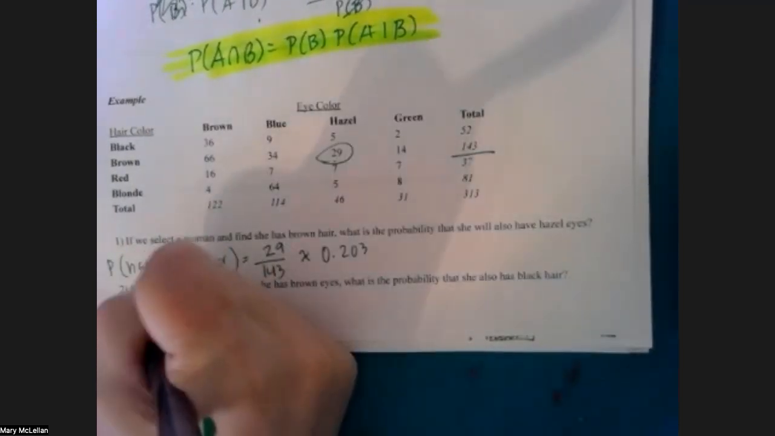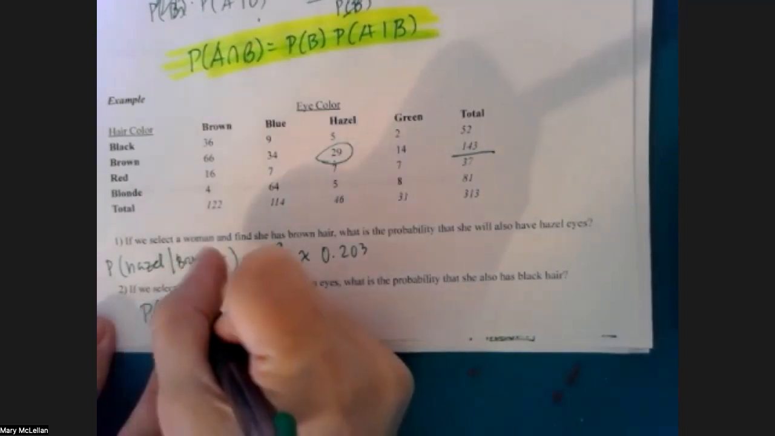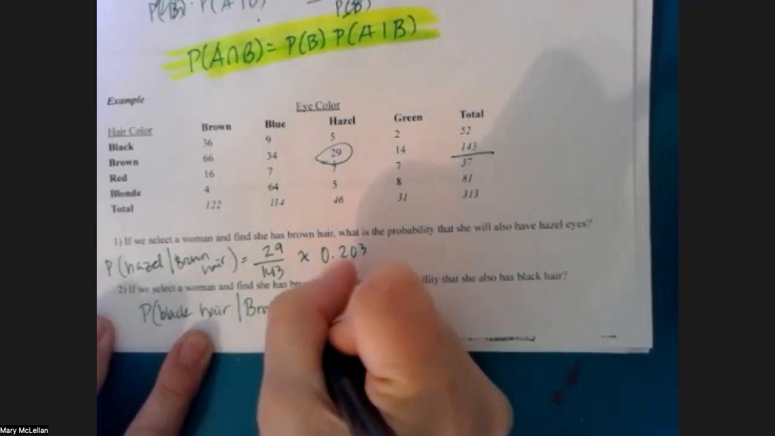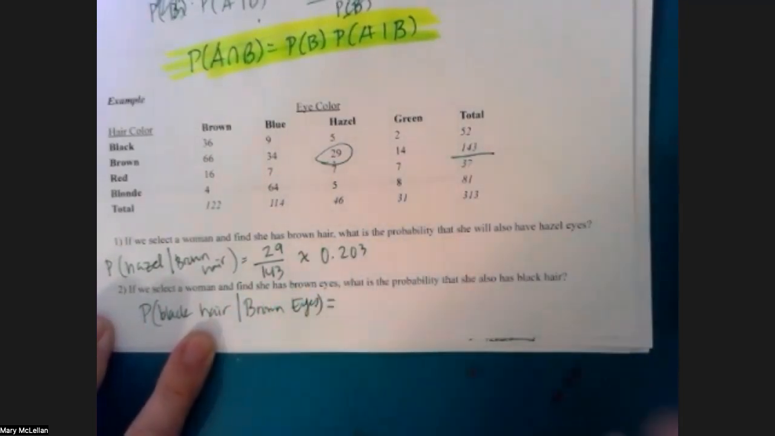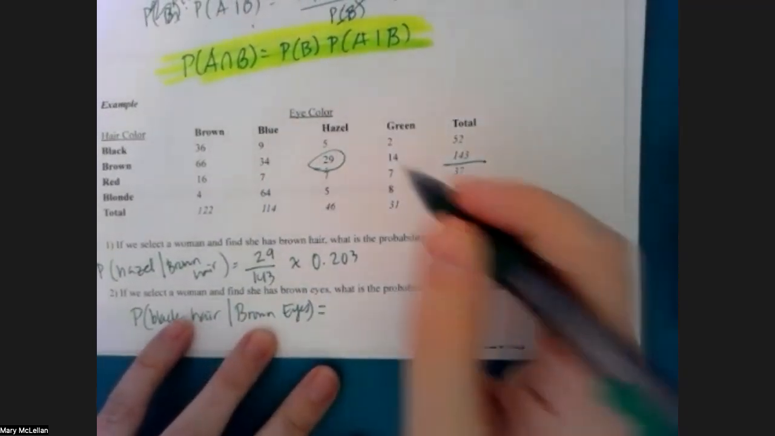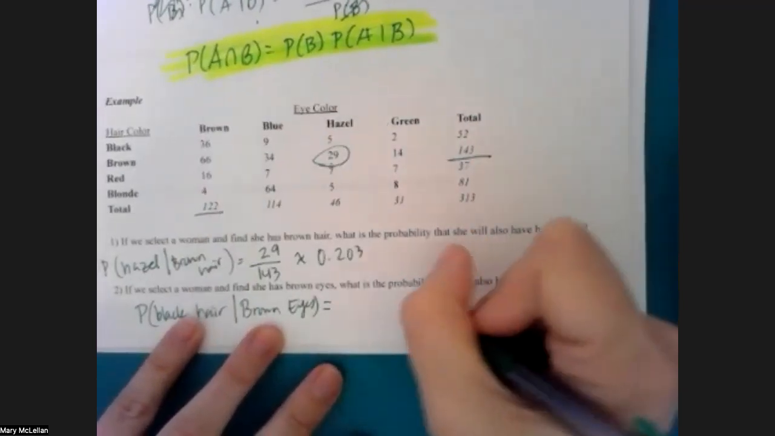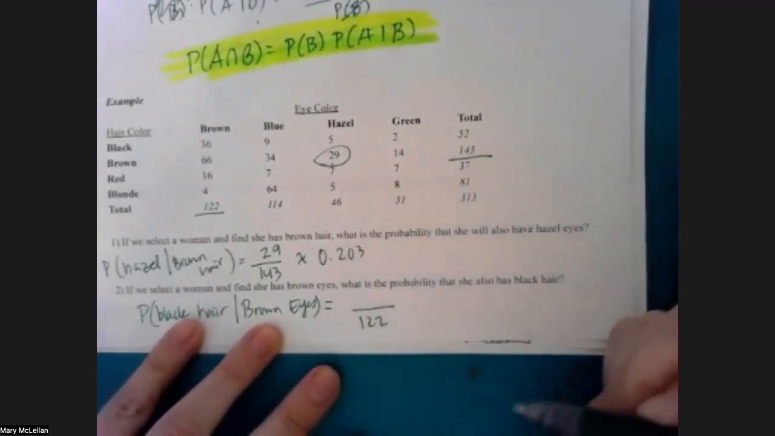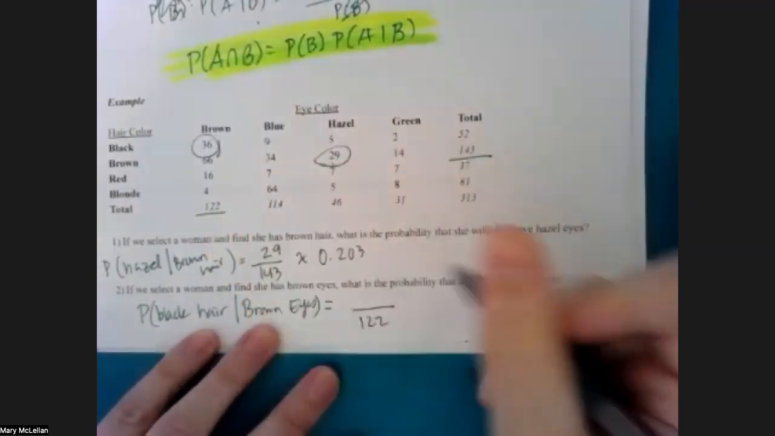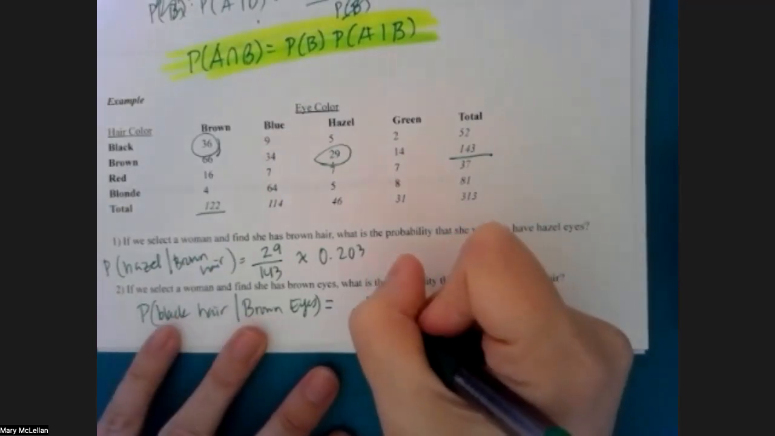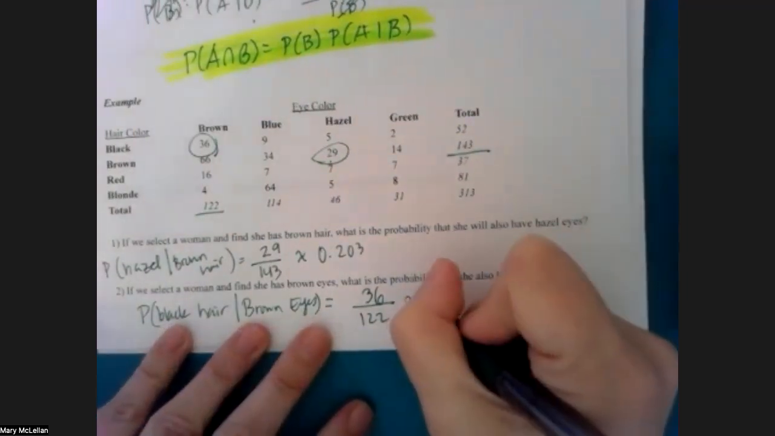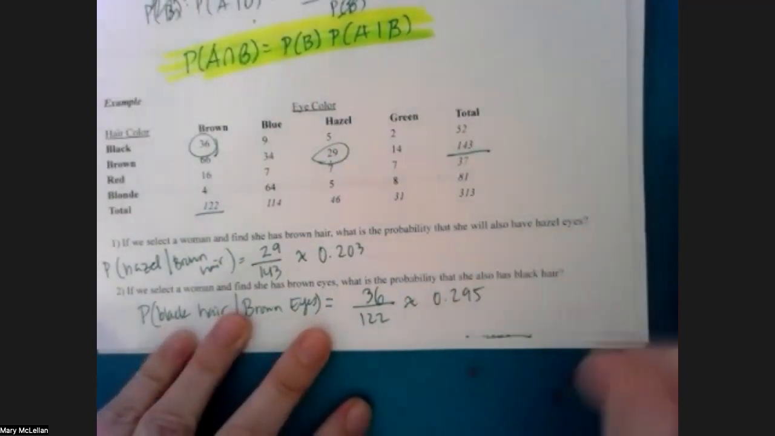Okay, if you select a woman and she has brown eyes, what's the probability that she also has black hair? So this would be the probability of black hair given brown eyes. And that would equal, well, I know she has brown eyes. So the number of people with brown eyes is 122. And out of those people, 36 have black hair.